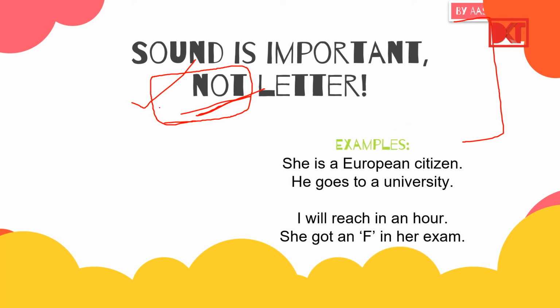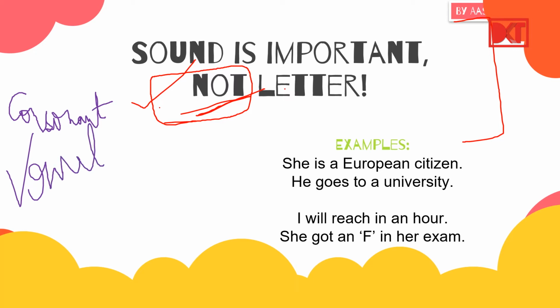यहाँ पे हमने पढ़ा था ना कि जब कॉन्सोनेंट साउंड हो तो वी यूज अ, एंड जब वॉवल साउंड हो तो वी यूज एन. अब आपको रिमेंबर करना है कि यहाँ पे हम साउंड की बात कर रहे हैं, लेटर की नहीं.